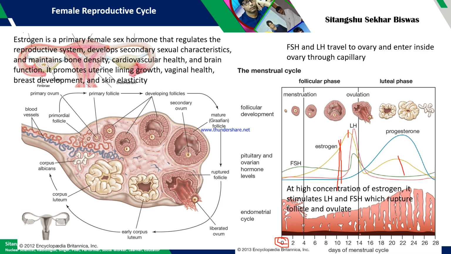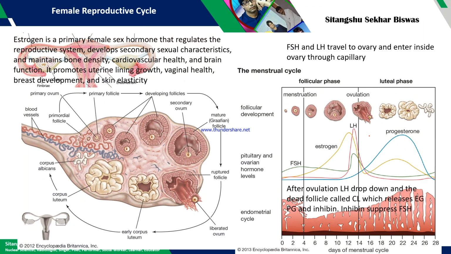So at the 14th day, due to the high concentration of estrogen, there will be a surge of luteinizing hormone and follicle stimulating hormone, and that will cause the follicle to rupture and the egg will come out. From that point in time, your luteal phase started. When the ovum comes out, liberated from the secondary follicle, that phenomenon is called ovulation.